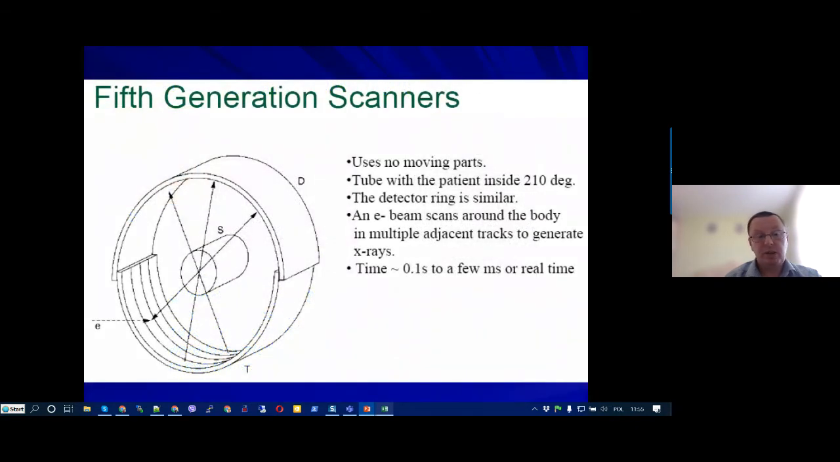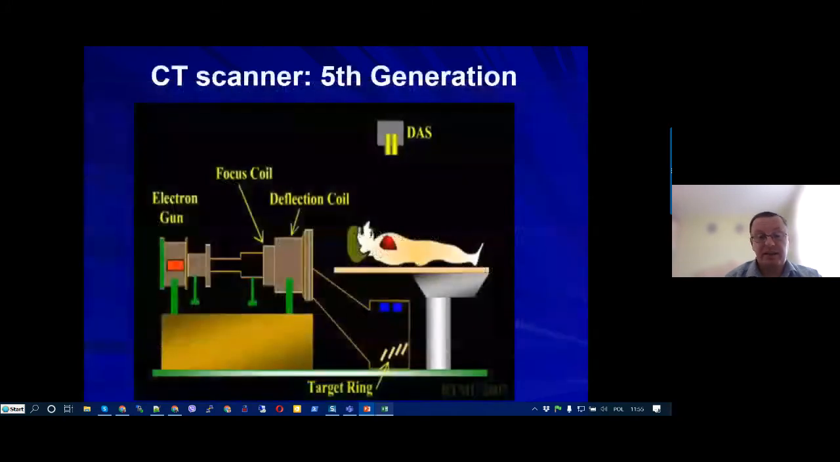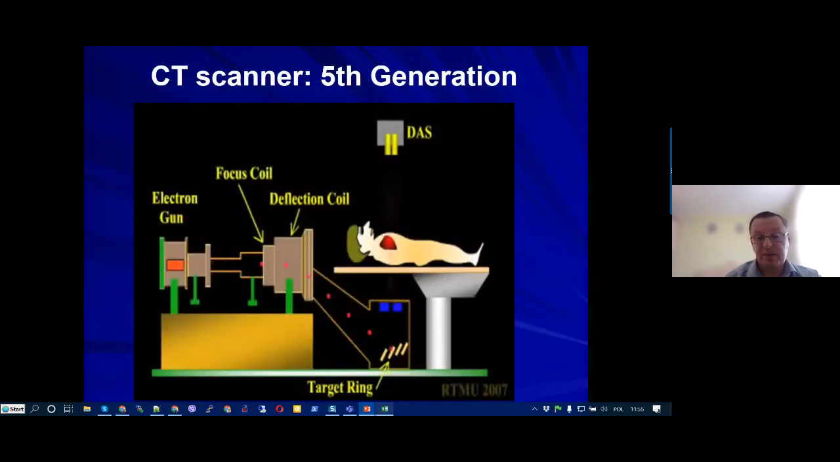So modern tomography doesn't have moving parts, and we have detectors on an arc, which are illuminated by one or several X-ray sources, which just beam scan around the body in multiple adjacent trajectories to generate X-rays. So we have a fraction of a second to scan, in contrast to several minutes.